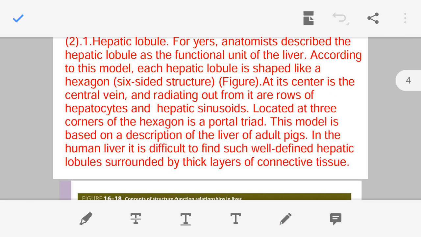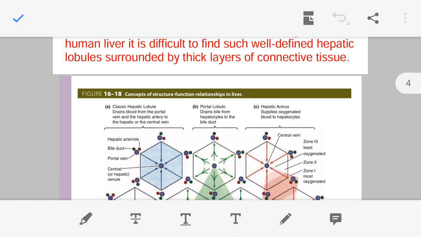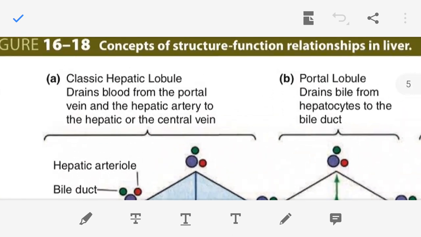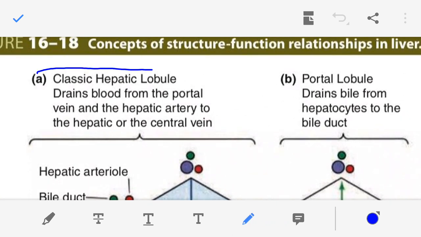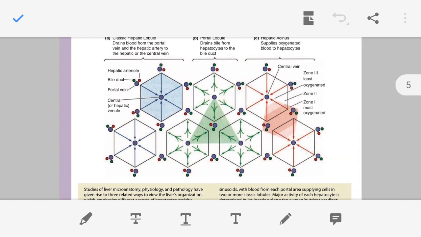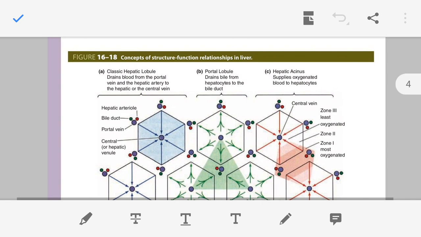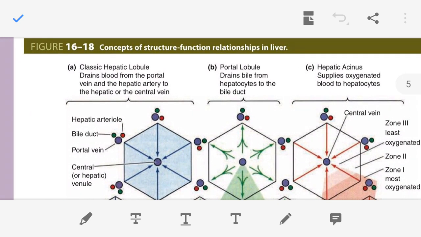Now we are moving on to the second model. Before that, see here, the first model is known as the classic hepatic model. In this figure, this is a hepatic lobule, this one is a hepatic lobule, this one is a hepatic lobule. All these hexagonal structures are hepatic lobules, and they are the classic hepatic lobule.